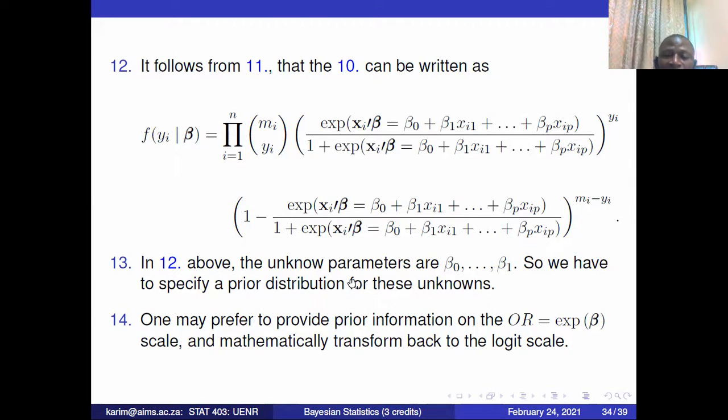That is what we are going to estimate. So if we are going to estimate these parameters under the Bayesian framework, what that means is that we need to define the prior distribution for these parameters. One may prefer to provide prior information on the odds ratio, that is the exponent of the beta scale, and mathematically transform them back to the logit scale. So someone can deal with beta values, someone can just deal with the exponent first. So the odds ratio is the exponent of the parameter estimates.